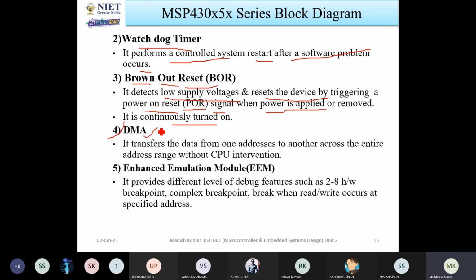The next is DMA. DMA is used for transferring data from one address to another across the entire address range without CPU intervention. When we are doing transfers with the help of DMA, at that time the CPU will not do anything. So at that time you can remove the clock from the CPU, no problem in that.